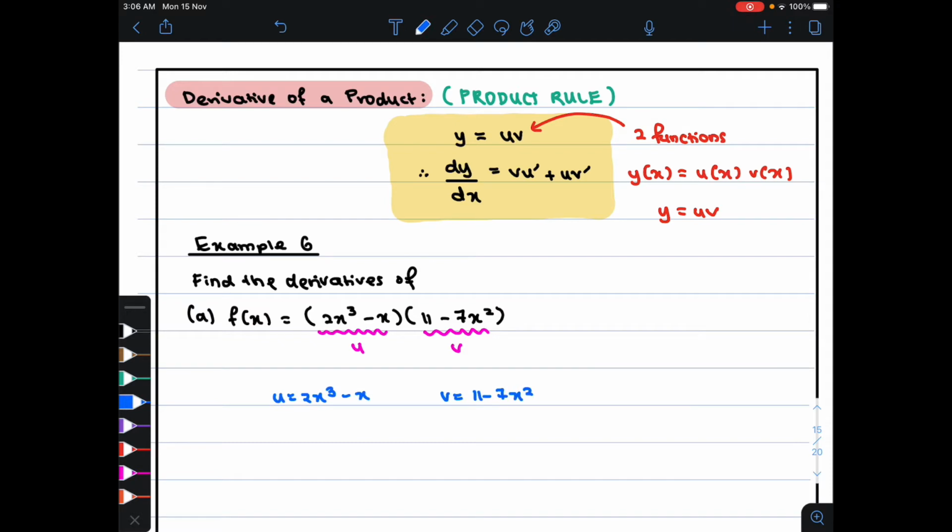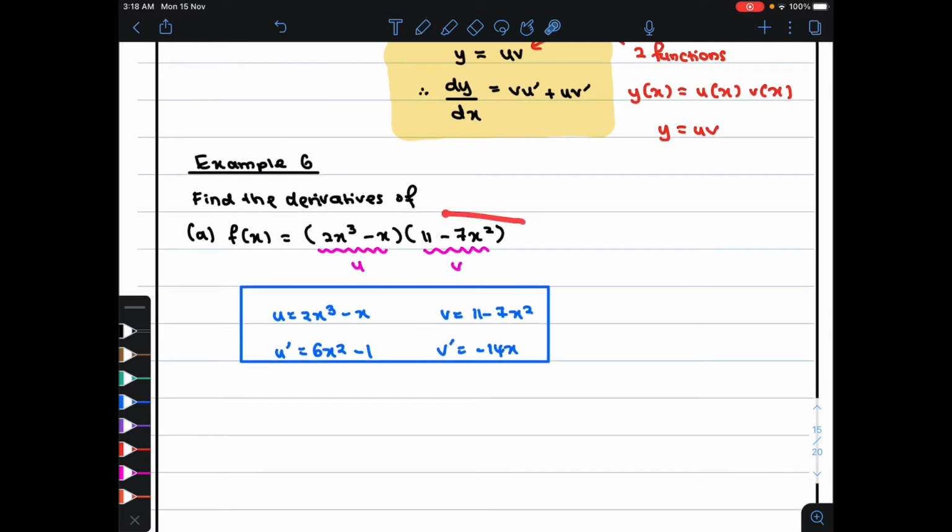So write down both functions. Now, differentiate each function. Differentiate u, you'll get u prime. Differentiate 2x cubed will give you 6x squared. Differentiate minus x will give you minus 1. Now let's differentiate v equal to 11 minus 7x squared. Differentiate v, you'll get v prime. Differentiate 11 will give you 0. Differentiate negative 7x squared will give you negative 14x. So that's your u, u prime, v, and v prime.